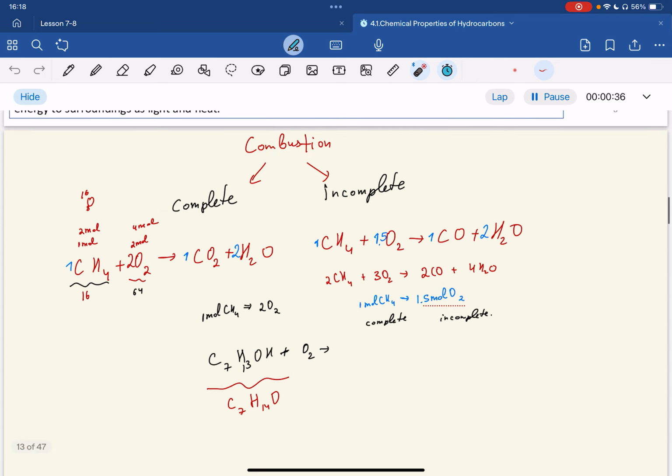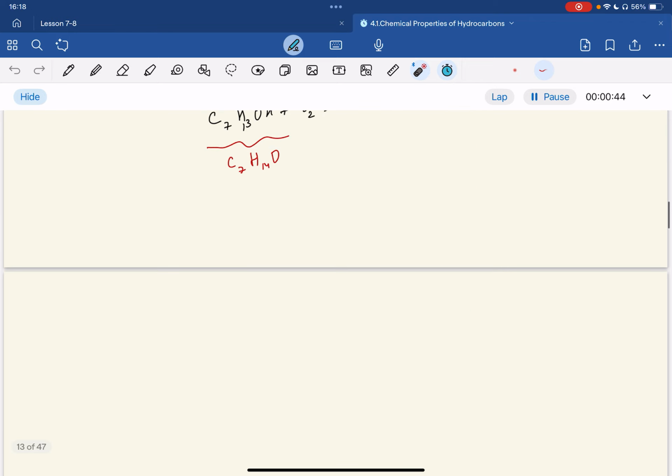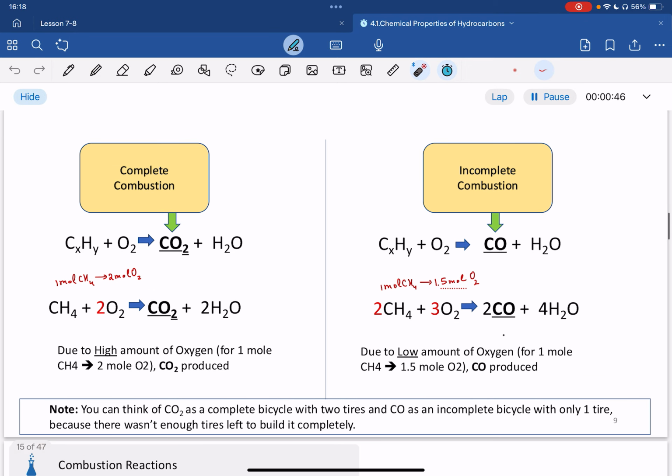We have two types of combustion reactions. One of them is called complete combustion and another is incomplete combustion. Let me show you the difference between complete and incomplete combustion. And just remember, as you can see, in complete combustion we are getting carbon dioxide, CO2, but for incomplete combustion, we are getting carbon monoxide, CO.